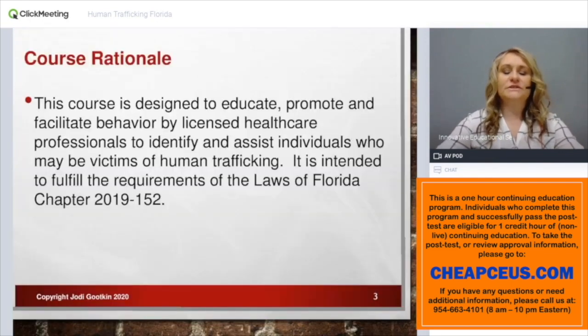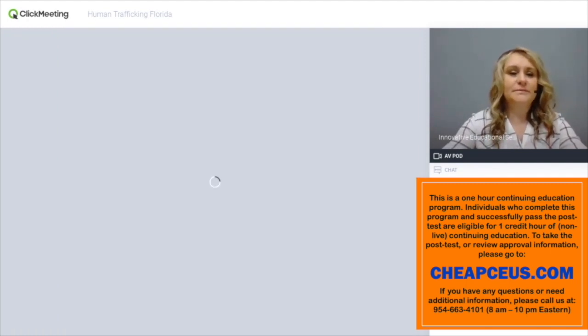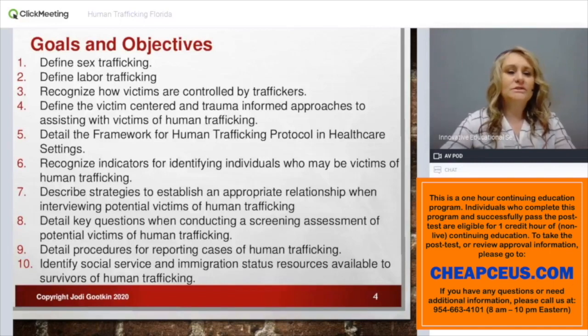The intention of this course is to fulfill the Florida healthcare provider human trafficking requirement in order to enhance your knowledge and understanding of human trafficking, as well as how to identify and report cases. Our goals and objectives will include defining both sex and labor trafficking, exploring red flags to help you identify individuals who are potential victims, as well as going over reporting guidelines and resources available to victims and survivors.